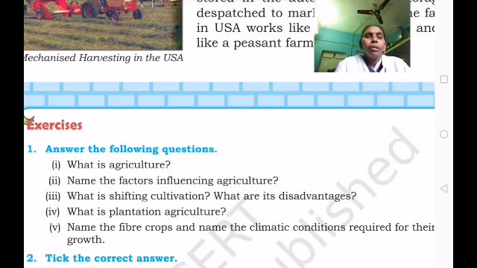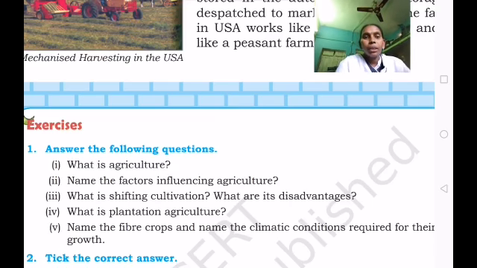What is helping agriculture? What factors influence the climatic condition? What is shifting cultivation? We have learned its advantages. Shifting cultivation means that they go from one place to another. They clear the forest, and they stay there for just 2 years. We can call it shifting cultivation, or slash and burn cultivation also. For that, what are the advantages?